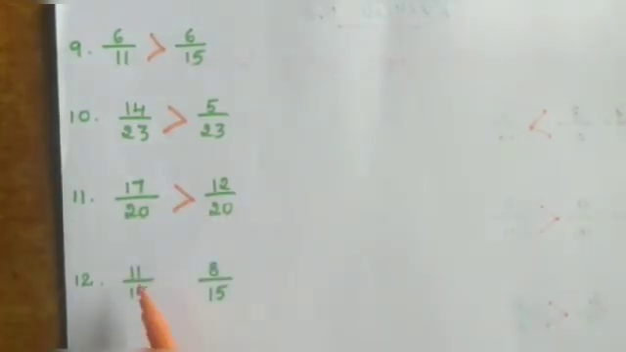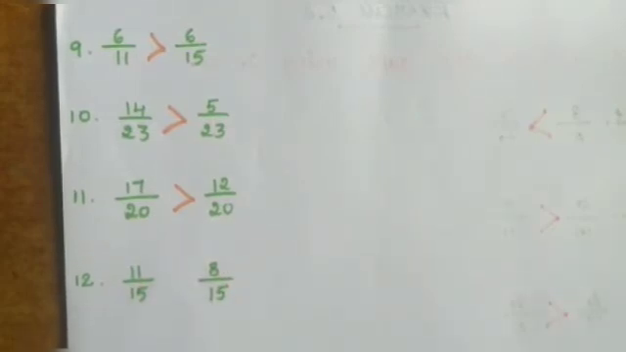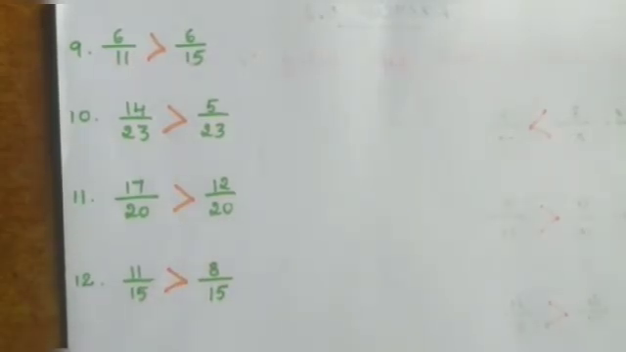And the last one, 11 by 15, 8 by 15. Here also the denominator is the same. Comparing 11 and 8, 11 is greater than 8.